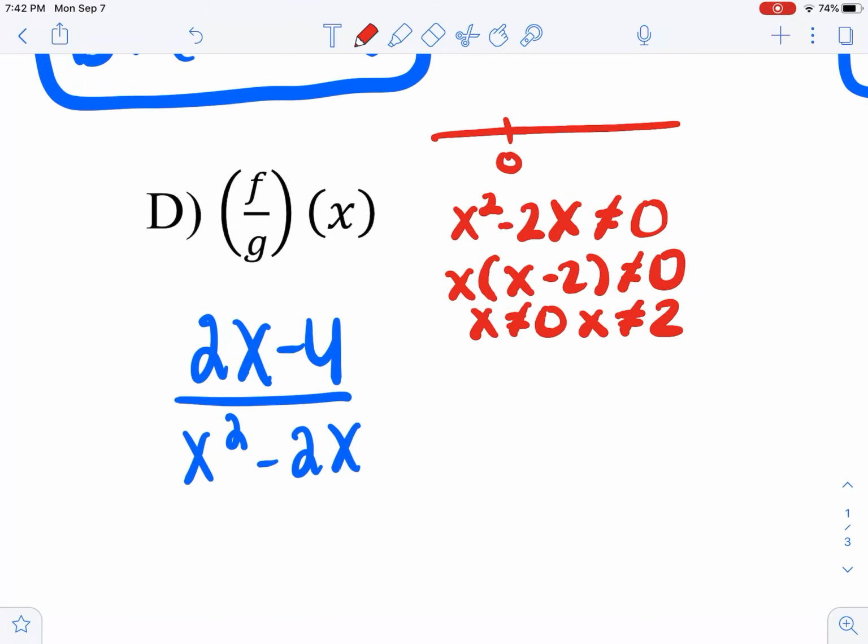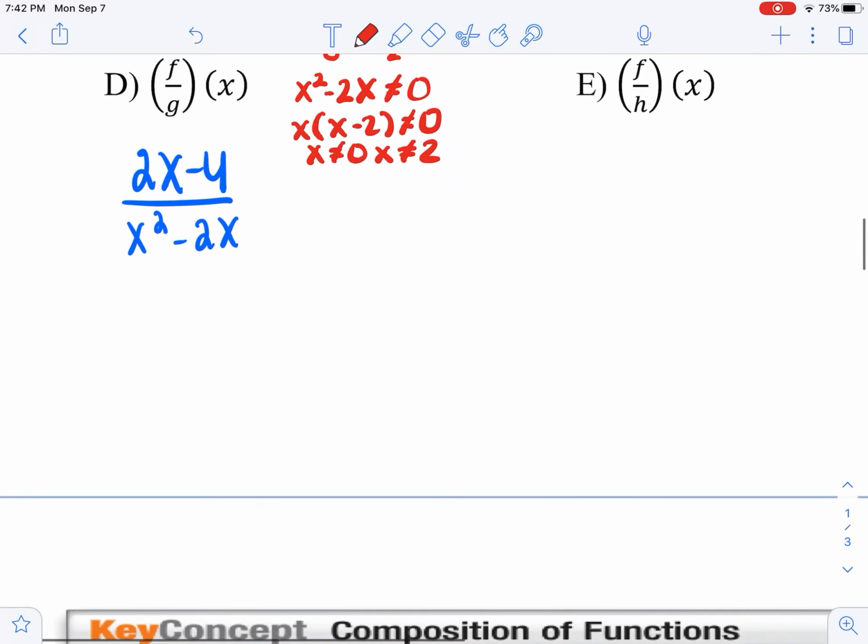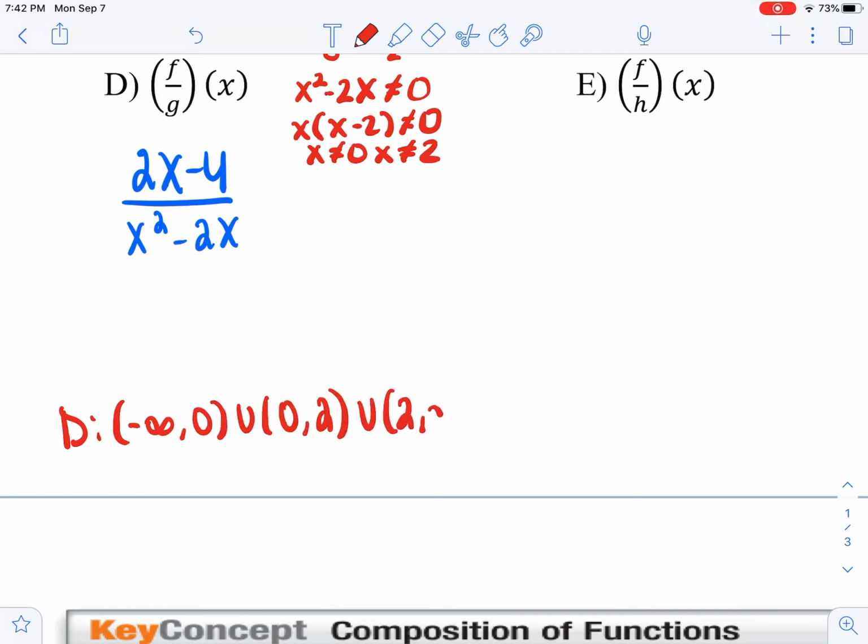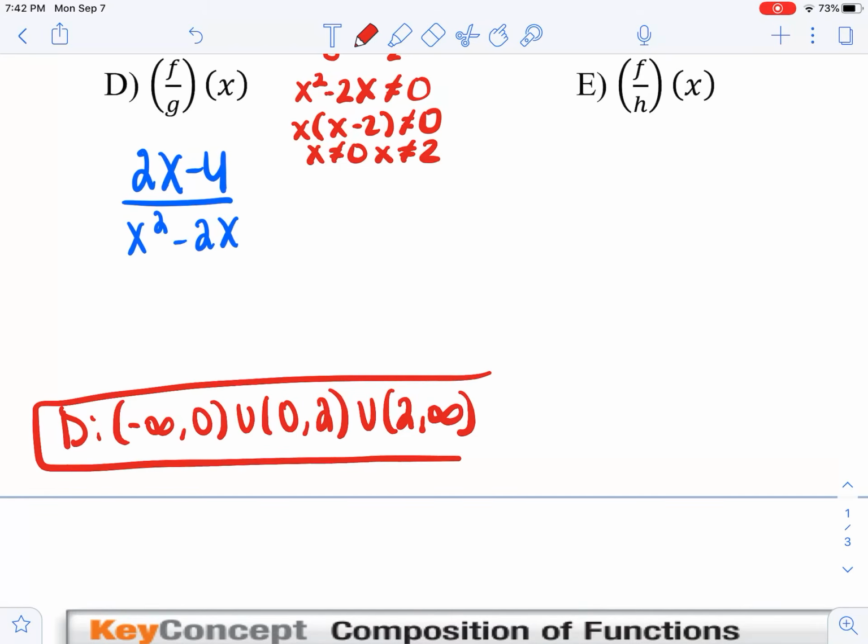Think about what that looks like on a number line. Here's 0, here's 2. Can't be, can't be. Can be all this, can be all this, can be all this. So I'm going to write my domain first. Negative infinity to 0, union 0 to 2, union 2 to infinity.